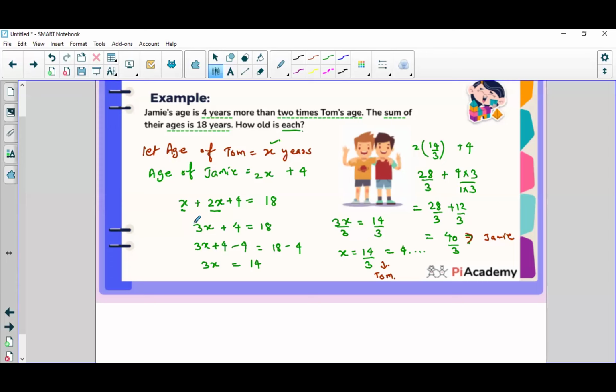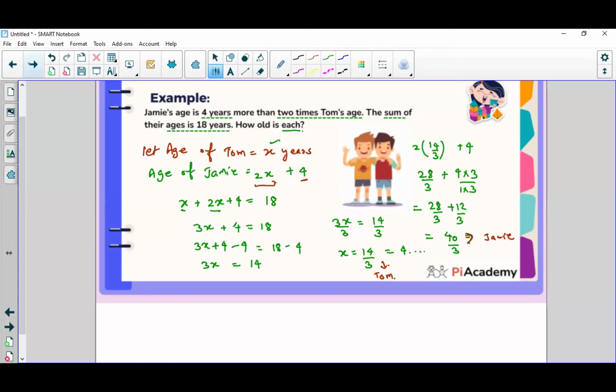So why you did 4 minus 4 is just because you can't add 3x and 4. We can't add 3x and 4 because it's a term with a variable and it's a constant here, right? So we are keeping terms with variables on one side and the terms with constants on another side, right? Okay. Okay, thank you.